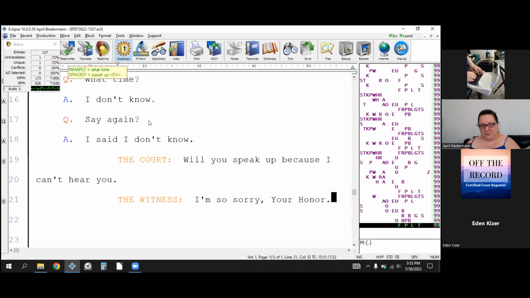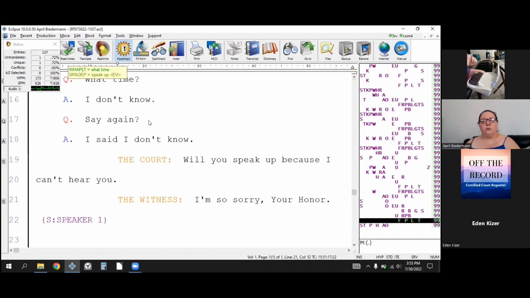So yeah, STPH, and then the vowels AO. It's only the left hand. It's the top 4 keys, and then the 2 vowels with your left thumb. You hit that at the same time to make SNU, and that'll be your speaker 1 colloquy designation.